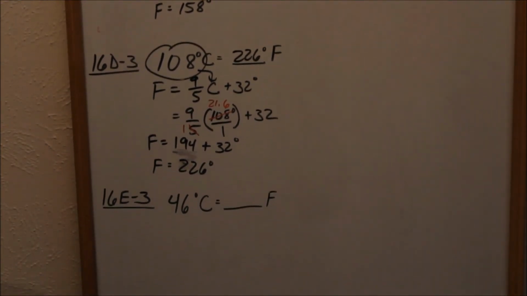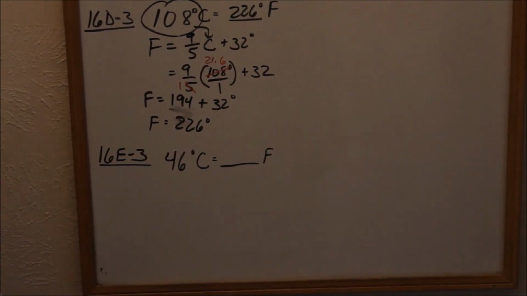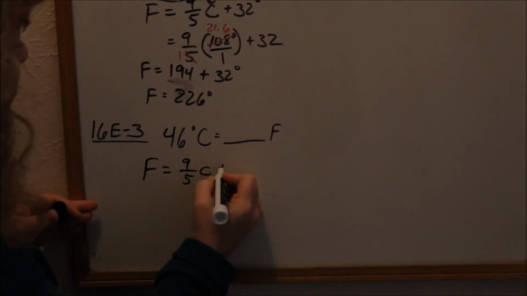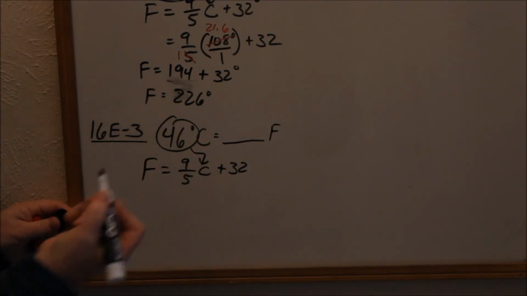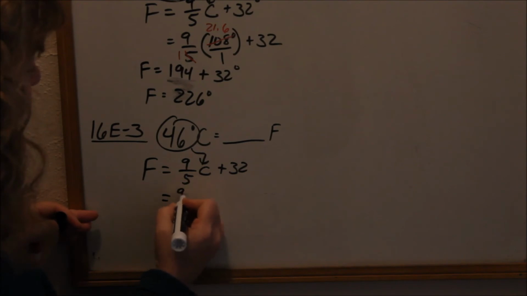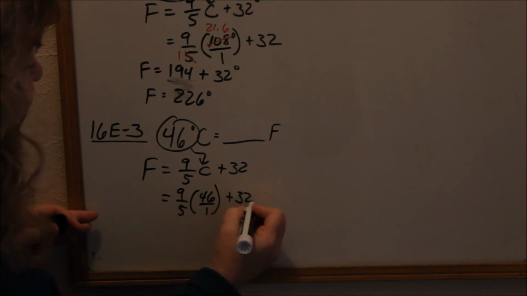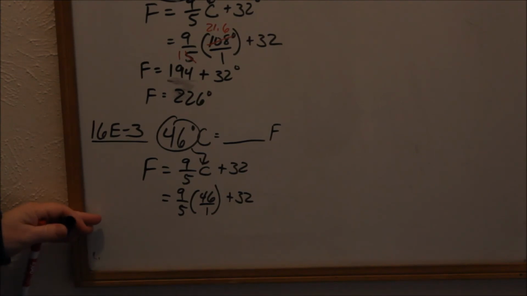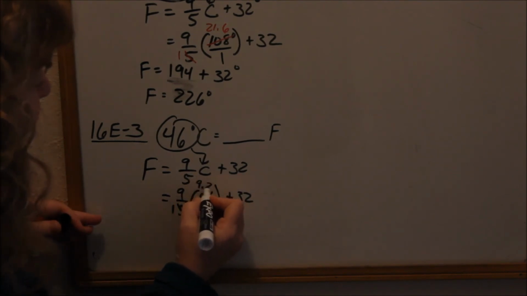Alright, let's look at 16E3. Now we're converting 46 degrees Celsius into Fahrenheit. So use your formula. Fahrenheit equals 9/5 C plus 32. Take your 46 degrees, put it in for your Celsius, because that represents your Celsius temperature. 9/5 times 46, we're going to make that into a fraction, plus 32. Does 5 divide evenly into 46? No. But we can turn it into a decimal. That would be 9.2. 5 goes into 5 one time, 5 goes into 46, 9.2.